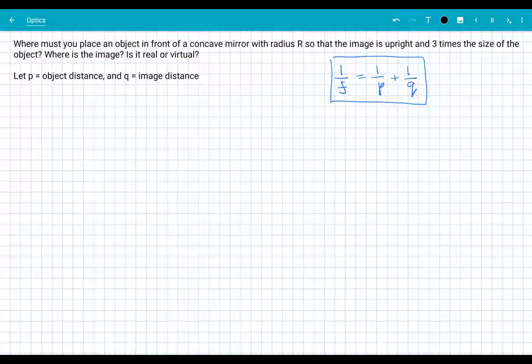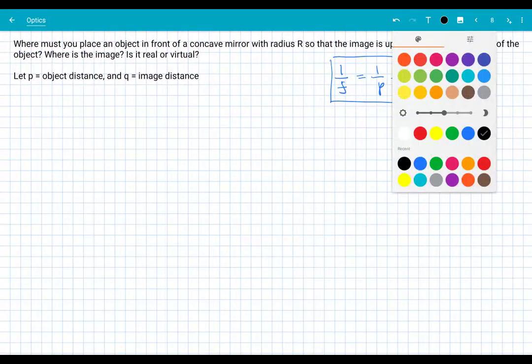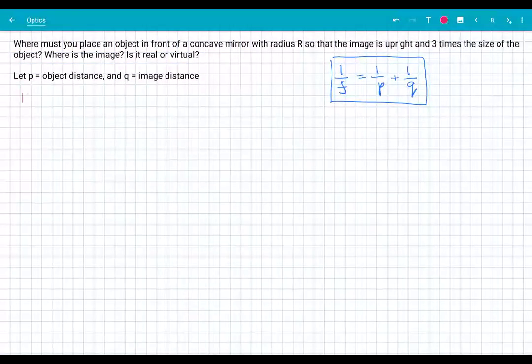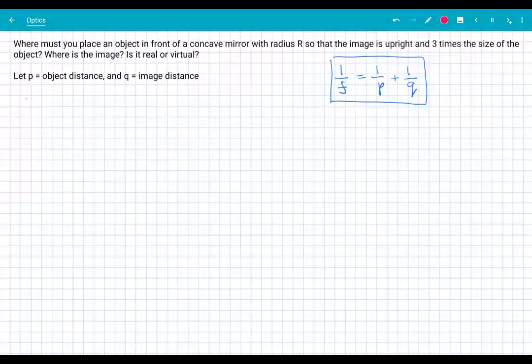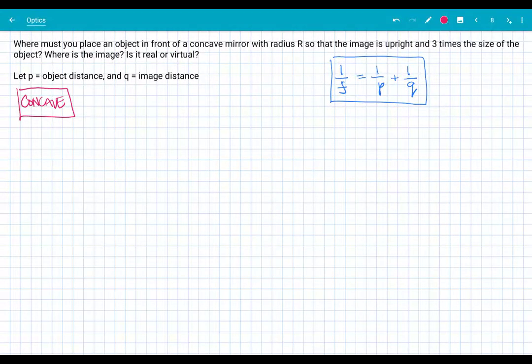In this case, we're working with a concave mirror, and the mirror equation, which I have over here in blue, applies to any situation here. What we have to remember about a concave case is, what do you know about the focal length? You should be getting to know this by now. We have a positive focal length for a concave mirror, right?